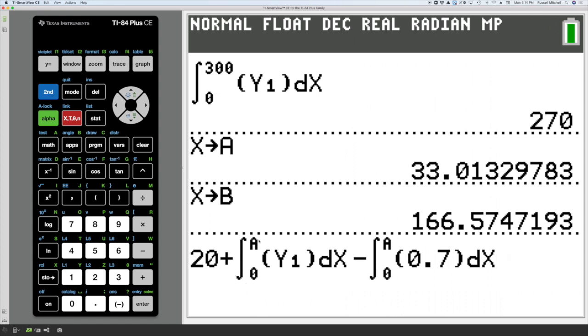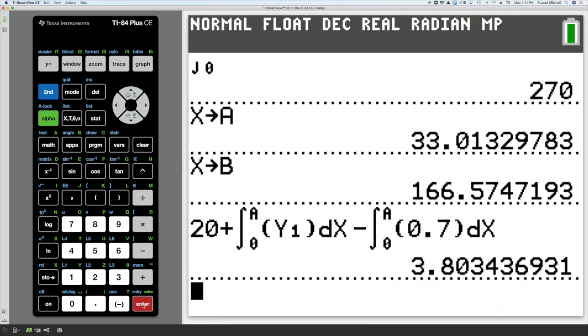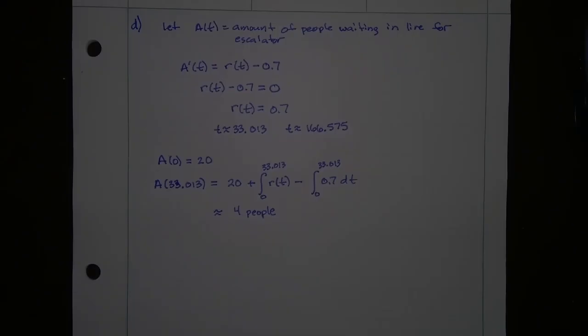You could do the integral from 0 to a of y sub 1 minus 0.7, because there's a property of integrals that says you can bring these together, right? So you could do that and you'd have the right answer. You'd get the same answer as what I'm going to get the way I'm doing it. So we get 3.8. That would be 4 people, because we're rounding to the nearest whole number. So this would be 4 people.